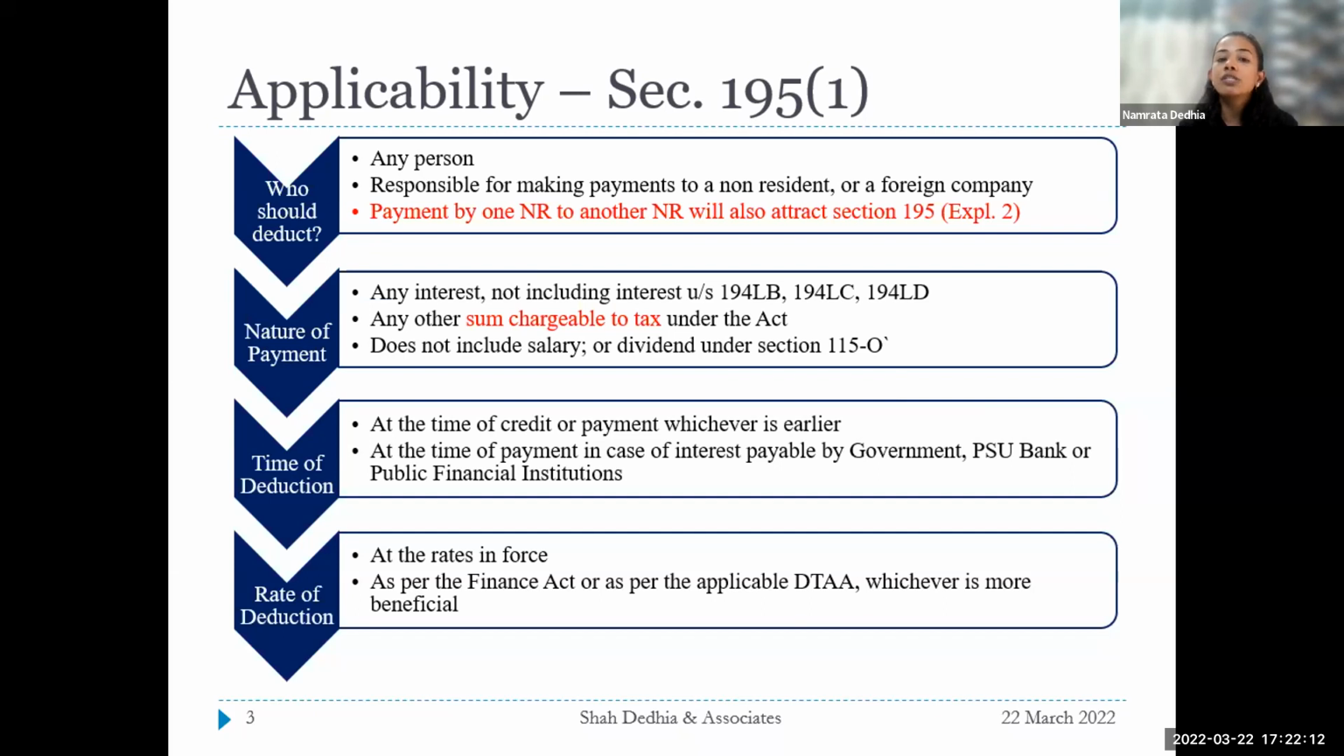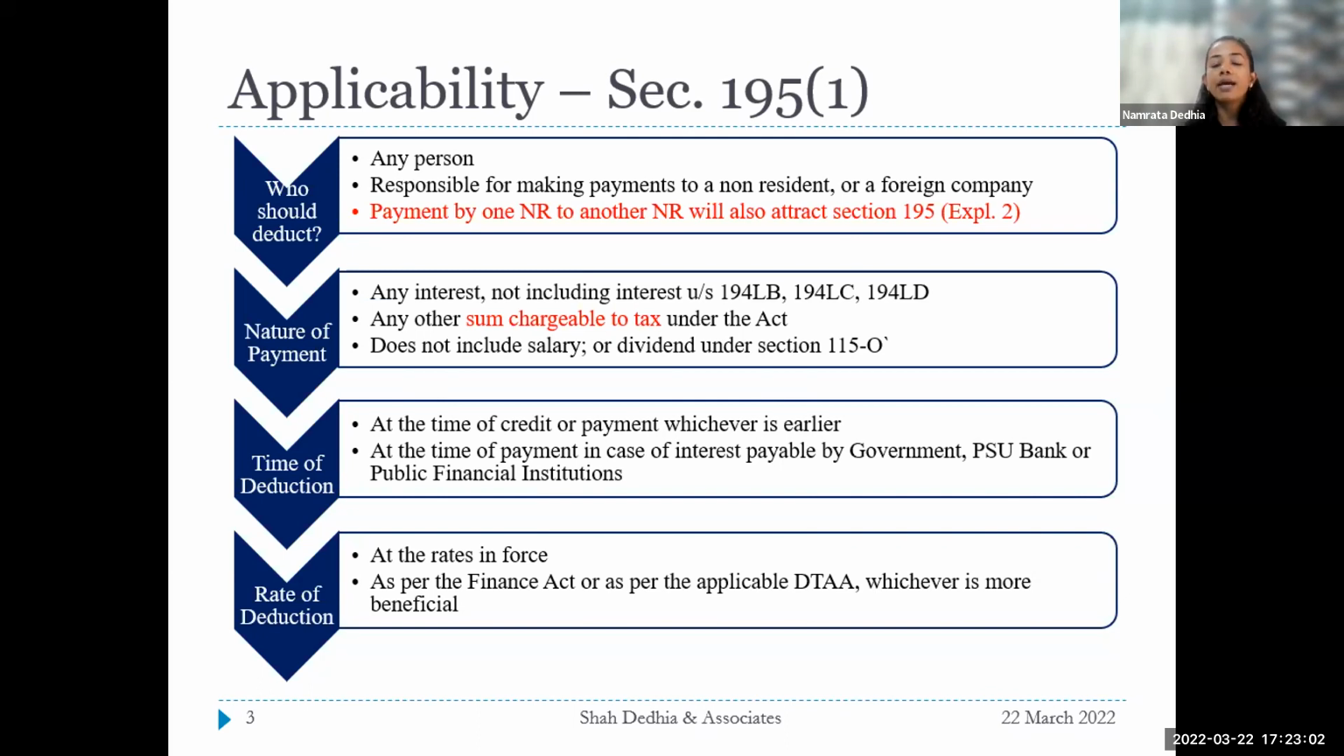It of course does not include salary or dividend under section 115O. Dividend under 115O is excluded for obvious reasons: it attracted DDT and therefore was not taxable at all under the Act. Now, with 115O no longer being applicable, dividends which have not been subjected to DDT will be covered under 195 again. And salary is excluded from 195 because 192 covers all salary payments, whether the employee is a resident or a non-resident. So even salary payments to non-resident employees are covered under 192 only, which means they will not get covered under 195.